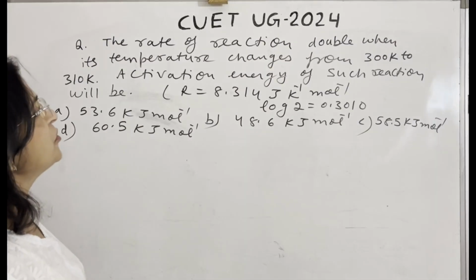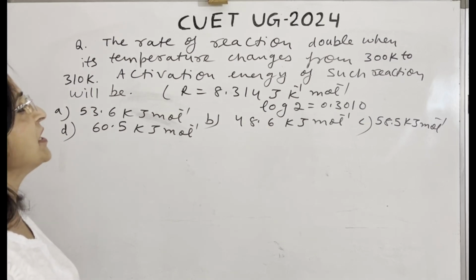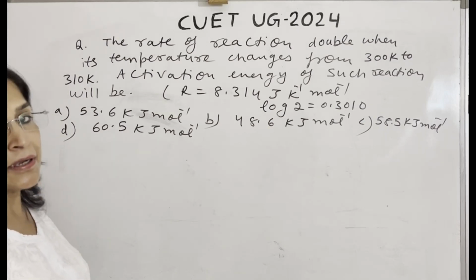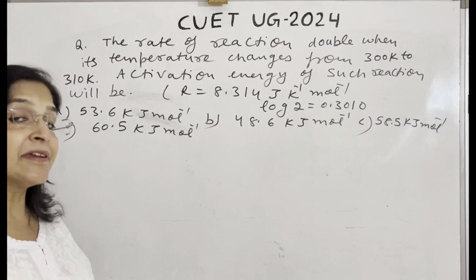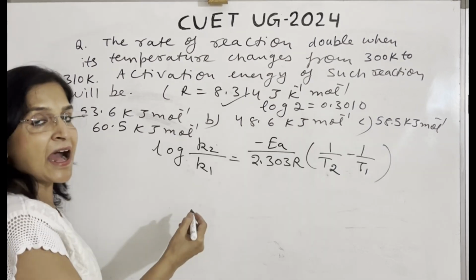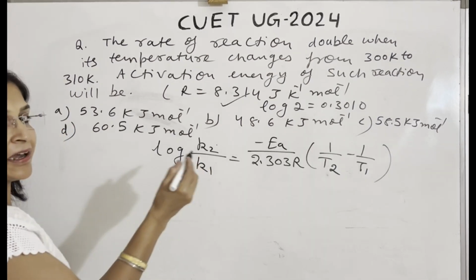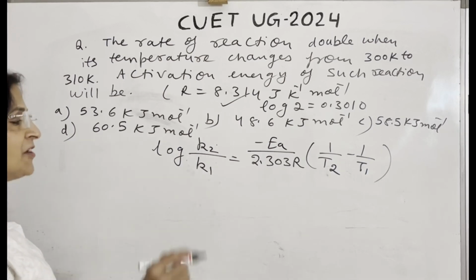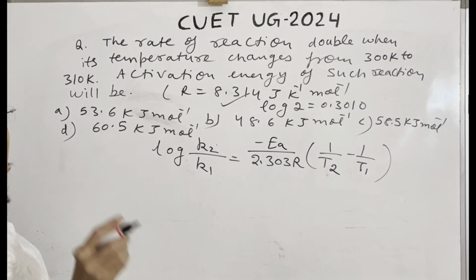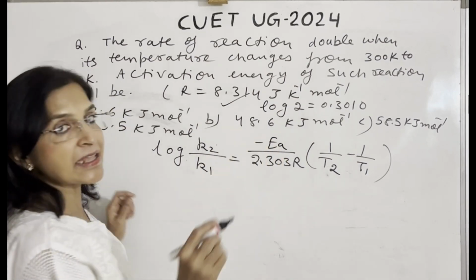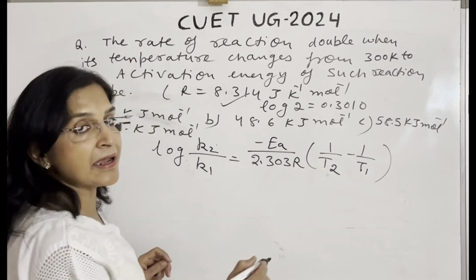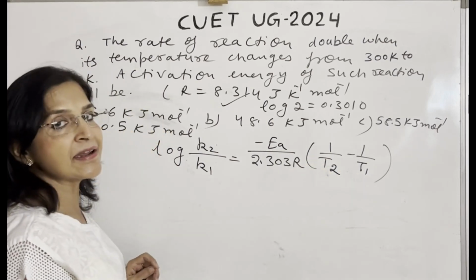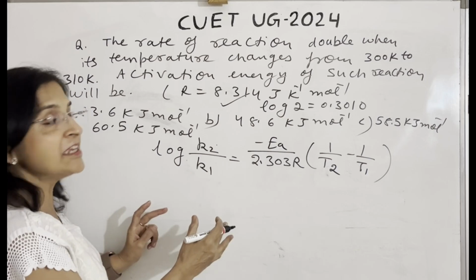Question is, the rate of reaction doubles when its temperature changes from 300 Kelvin to 310 Kelvin. Activation energy of such a reaction will be, first we will write the Arrhenius equation. This is the Arrhenius equation. K2 is the rate constant at 310 Kelvin. K1 is the rate constant at 300 Kelvin. Ea is the activation energy. R is the gas constant. T2 is 310 Kelvin. T1 is 300 Kelvin. We will put all these values here.